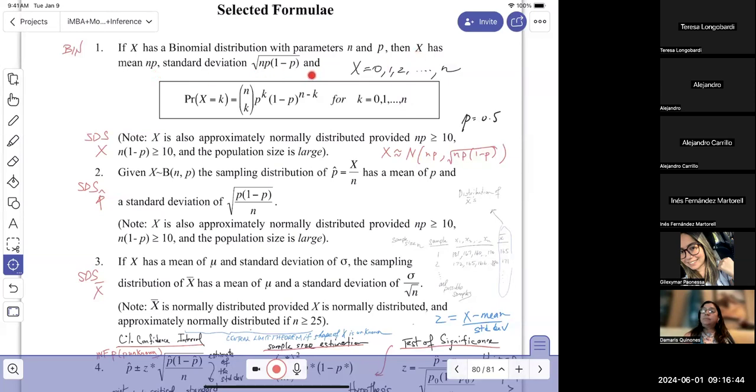Now, for any N and P, X will be the statistic with a mean NP and a standard deviation. But in certain cases, that is where N times P is greater than or equal to 10 and N times 1 minus P is greater than or equal to 10, this will be the mean, and this will be the standard deviation of that normal distribution. Okay, so that's a lot of information there. This is really an outline for the remaining of the course. So you get familiar with this, right?